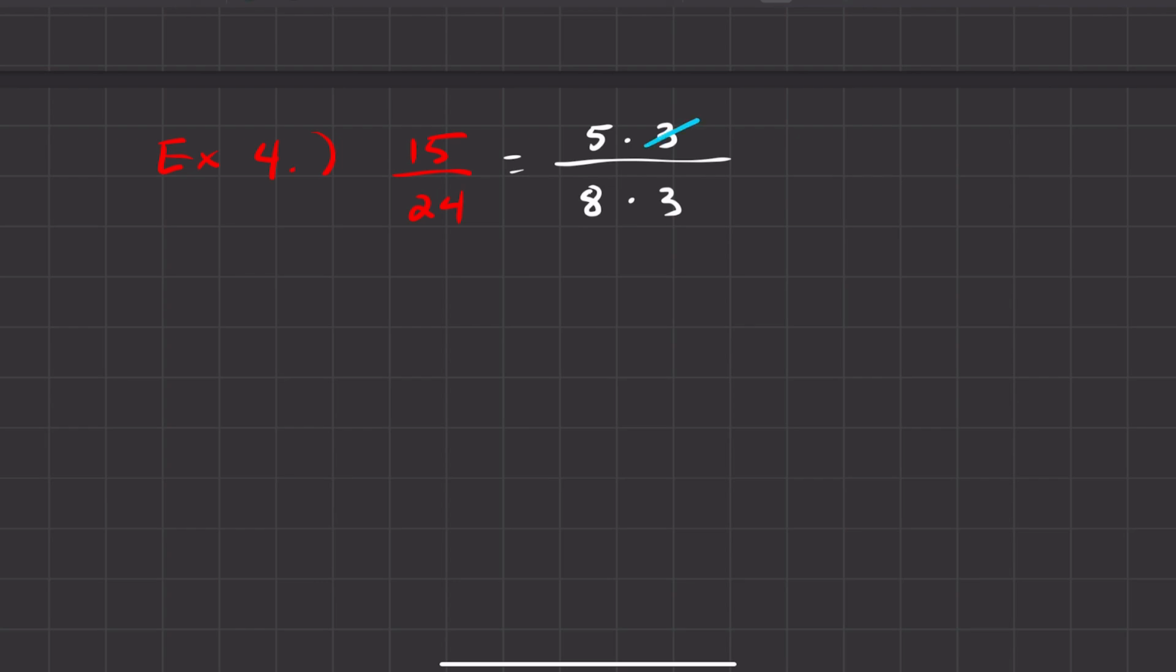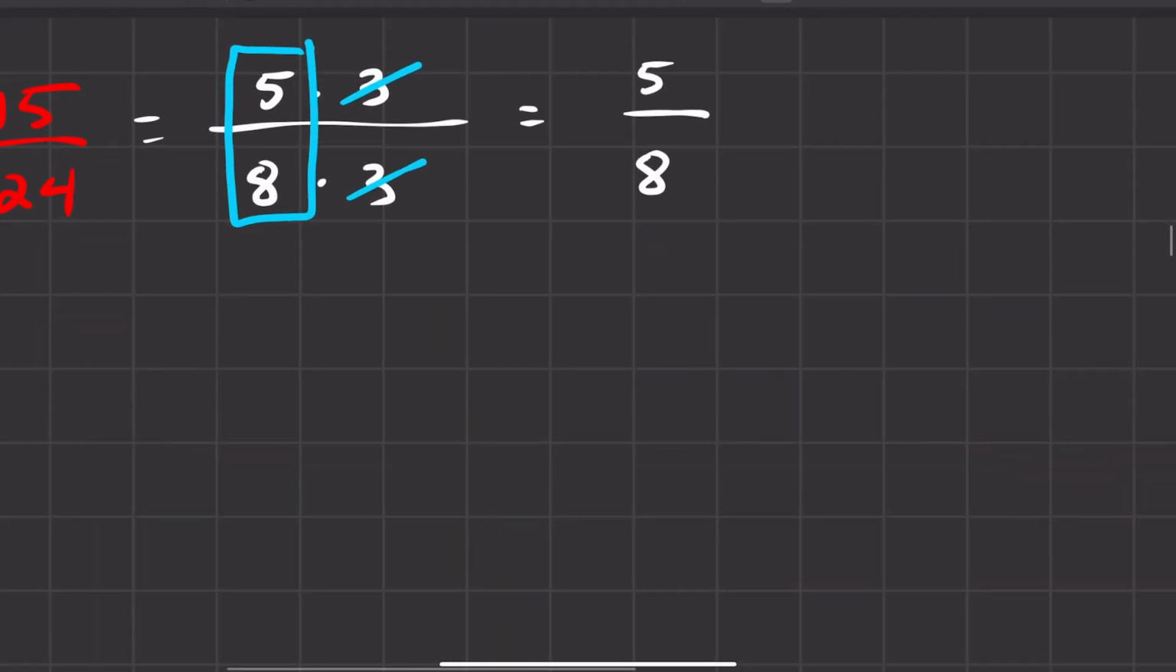So I'm going to cancel that 3 out and cancel that 3 out. What am I left with? I'm left with 5 over 8, okay? So I'm left with 5 over 8.